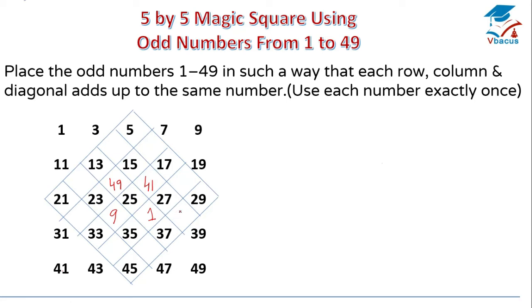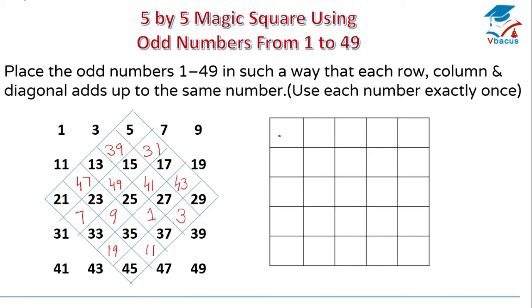Now 3 I will write in this blank. 39 will go here. 7 will come here. I will write this 31 here. I will write 11 here and 47 here. This 19 will come here. 43 I will write here. We have filled up all the blanks. Now let us write them in the magic square.